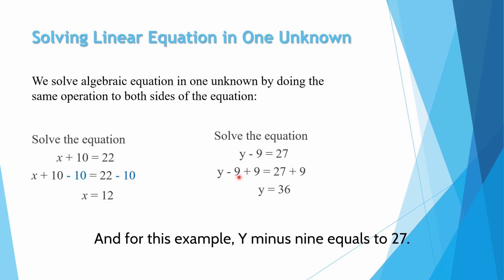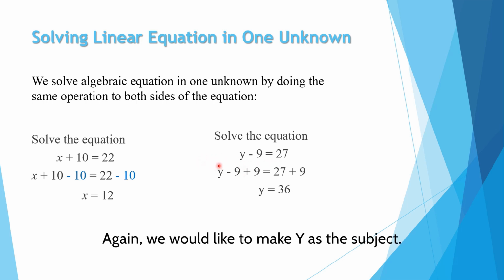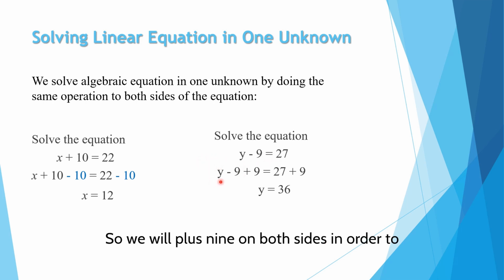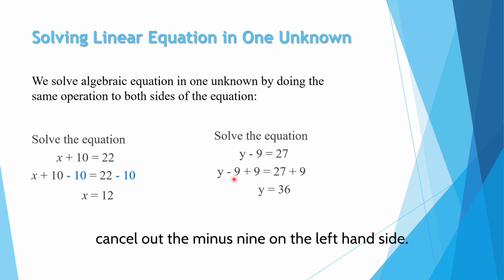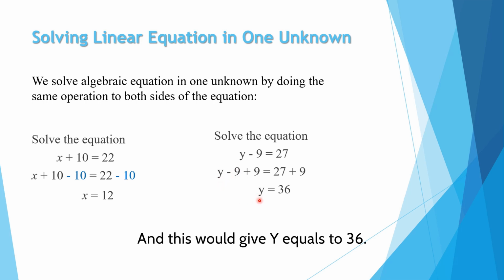And for this example, y minus 9 equals 27. Again, we would like to make y the subject. So we will plus 9 on both sides in order to cancel out the minus 9 on the left hand side. And this would give y equals 36.